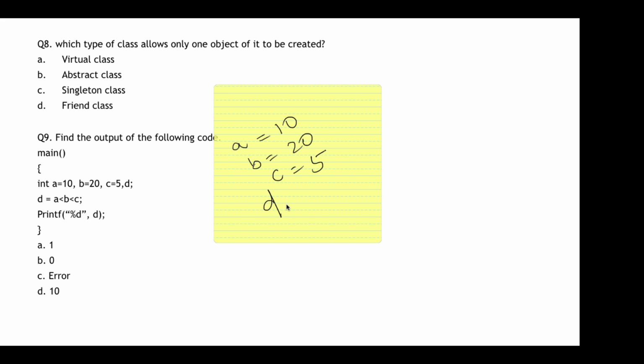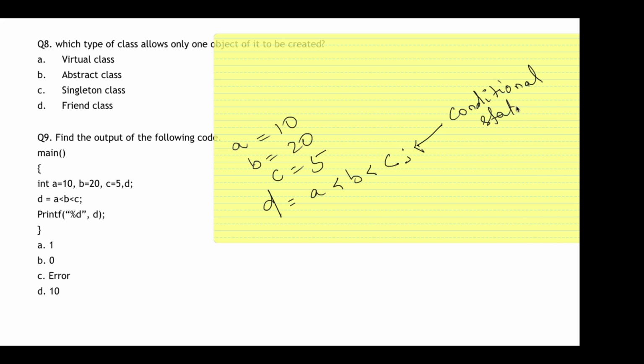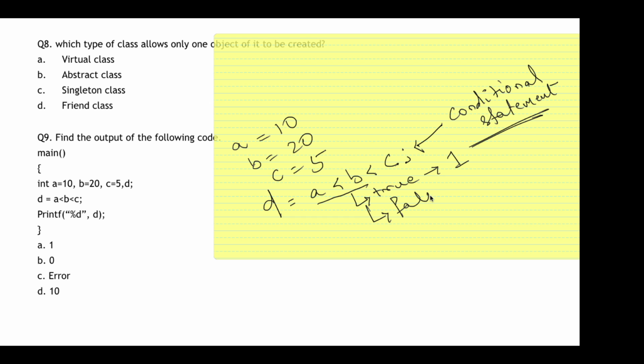Find the output of the following code. Okay, so A is equal to 10, B is equal to 20 and C is equal to 5. Okay, so D is equal to A less than B less than C. Okay. Now, whenever you see this kind of question, remember this is a conditional statement. So what happens in this statement is that it solves one operator at a time. If the value is true, it returns 1. If the value is false, it returns 0. But it should be one operator at a time.